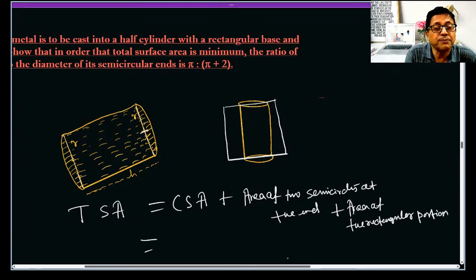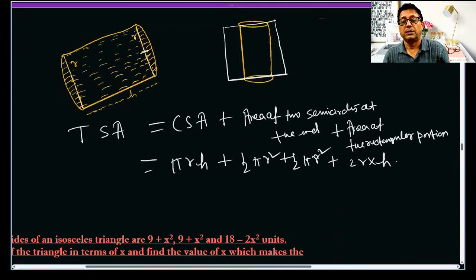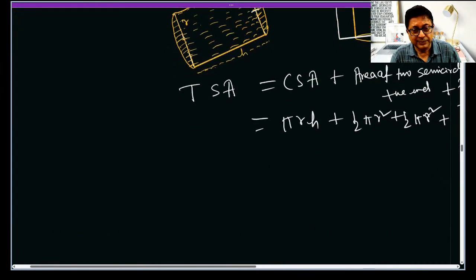Alright, curved surface area of half cylinder is what? Pi r h. Area of two semicircular ends, half pi r square, half pi r square. And area of the rectangular portion 2r into h. Have I done correctly? This is okay, understood? So you just simplify it.